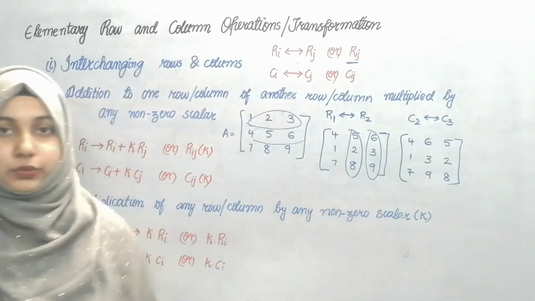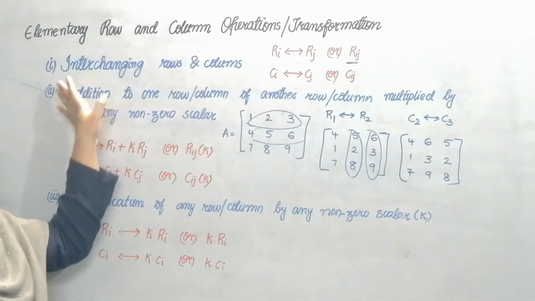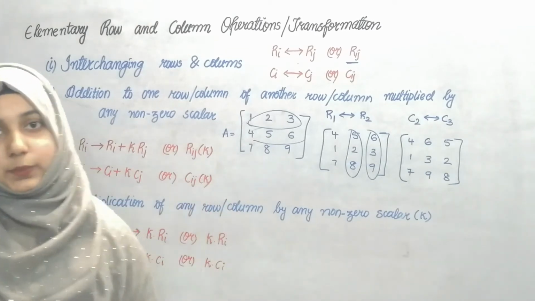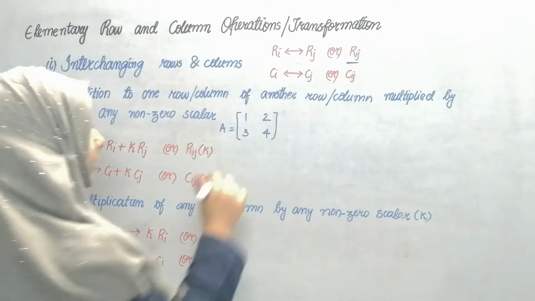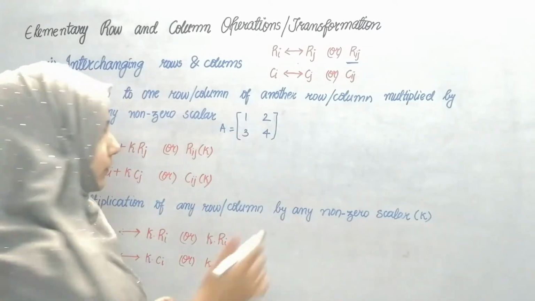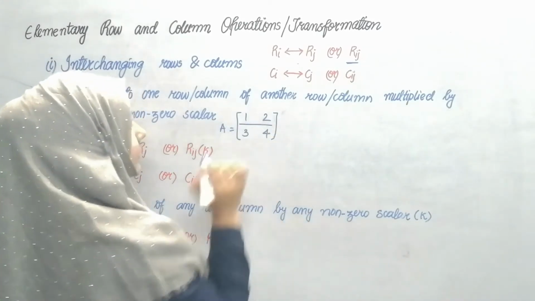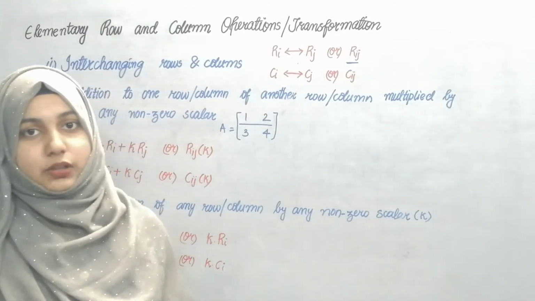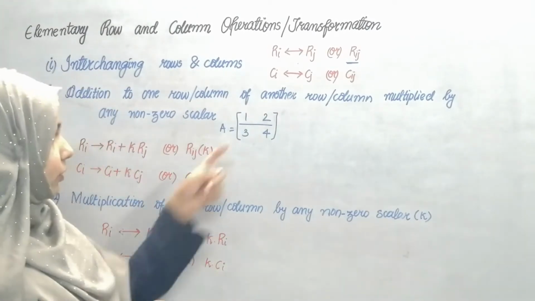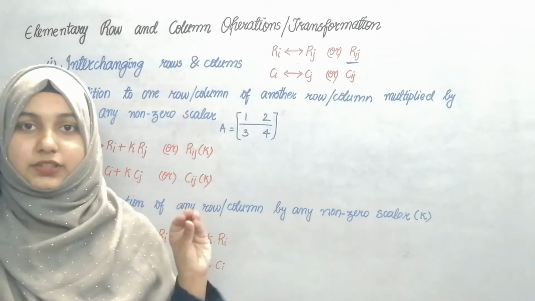Got how we are going to perform the operations? Interchanging, done. Let's see multiplication now. Suppose this is my matrix given. Okay, I am saying that I want to multiply the first row with a number, with an integer, suppose 5. Okay, I want to multiply the first row with the integer 5.